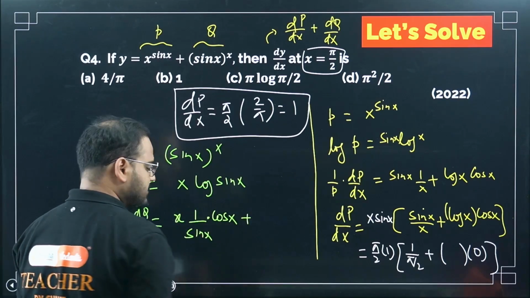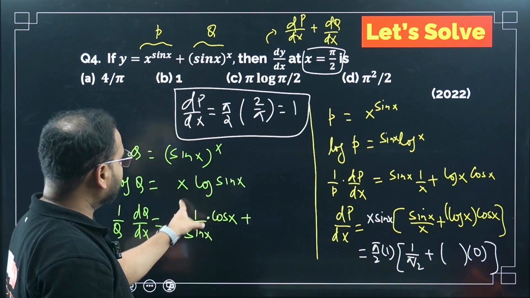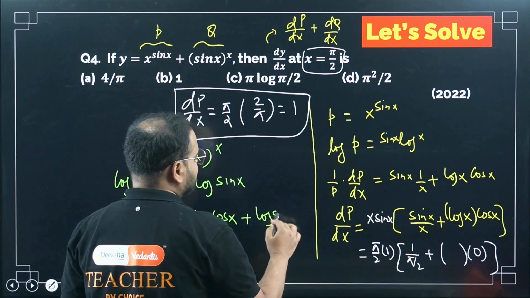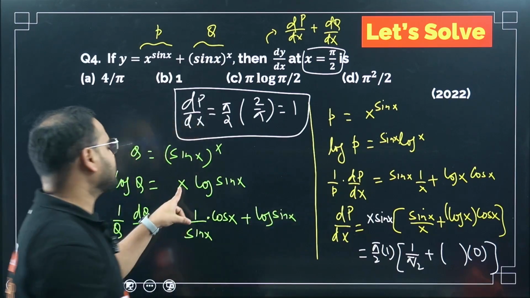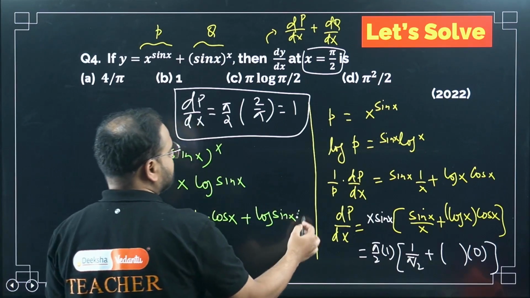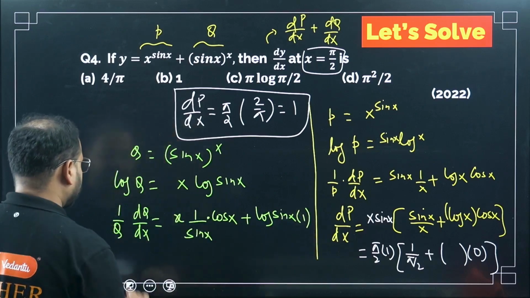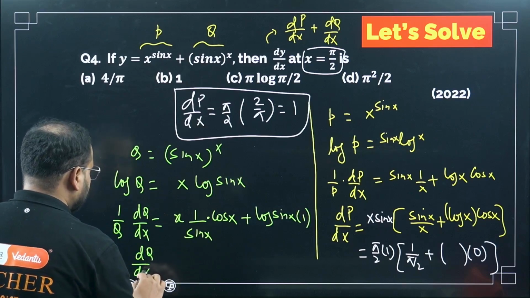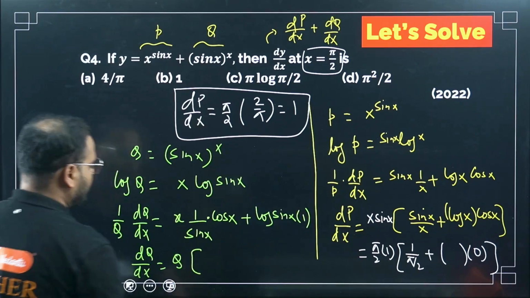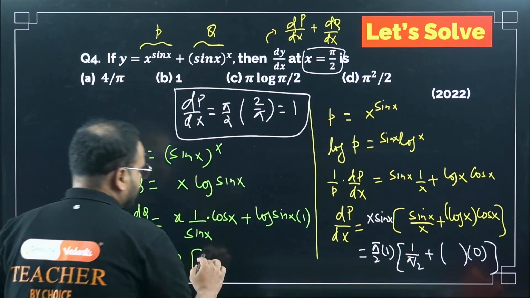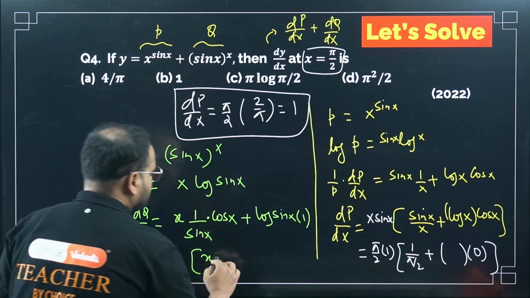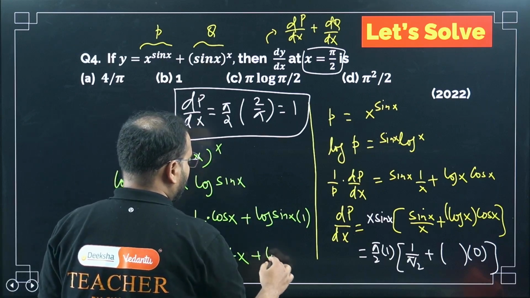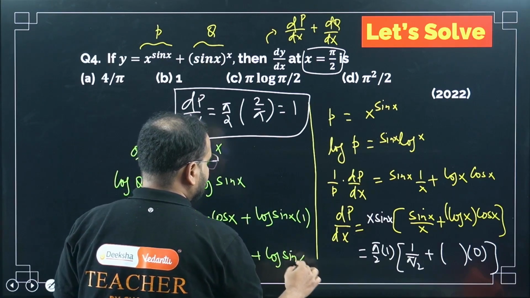Plus, I have done for log of sin x, so I'll keep log sin x as it is. And for x, what will this be? Simply 1. So what I have now, please check. My dq by dx is nothing but q times, q can be taken over here. So it becomes x cos x by sin x, so x cot x plus log sin x.